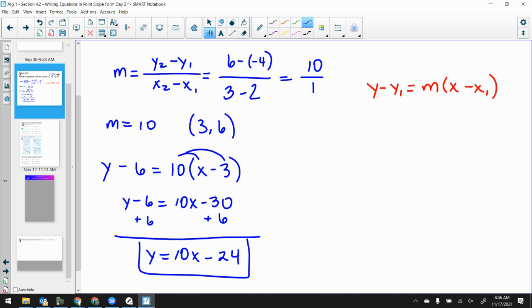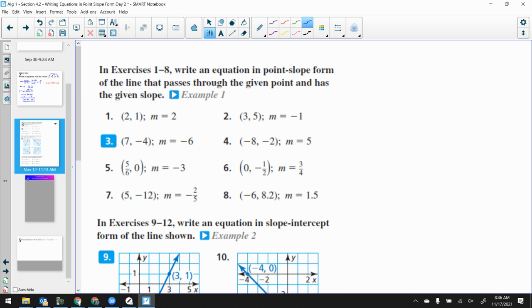So let's go over the homework. Okay. So you should have your homework out with you. I'm going to go over every question, so you should be correcting as we go.